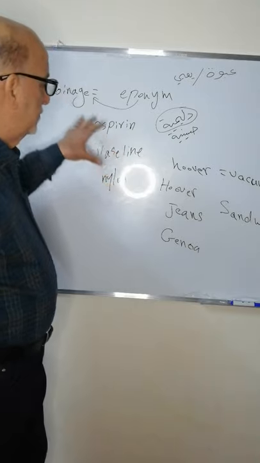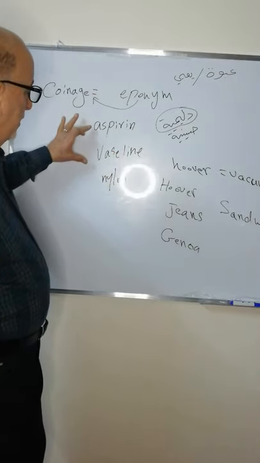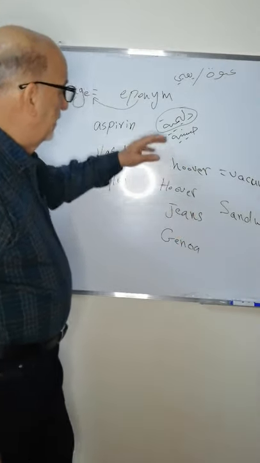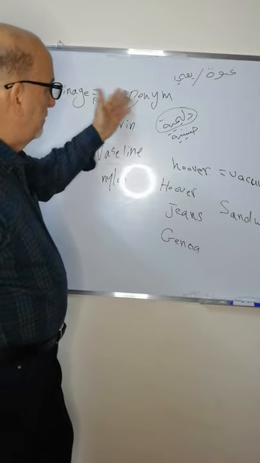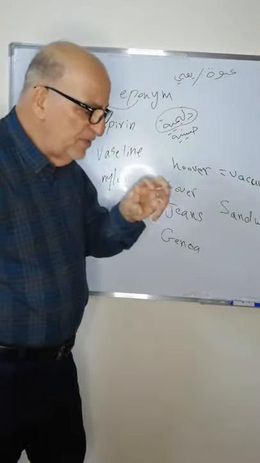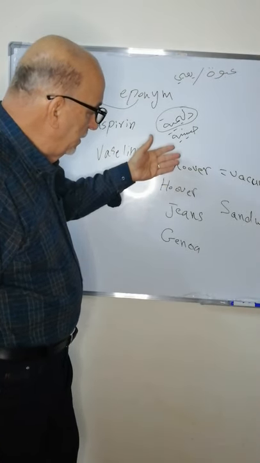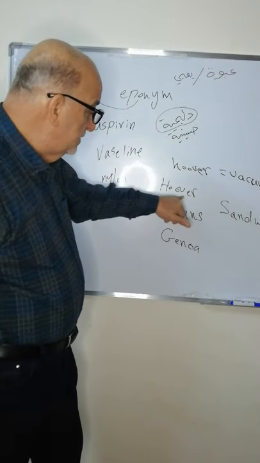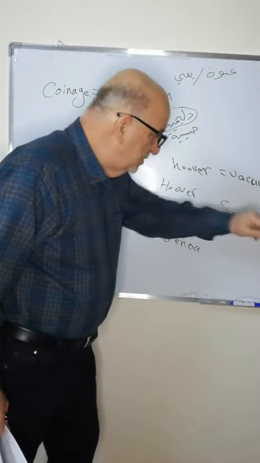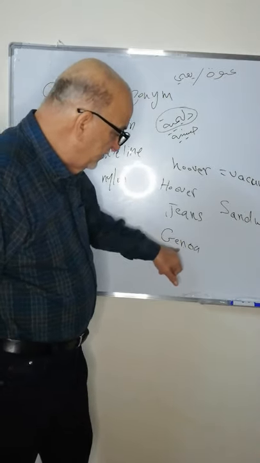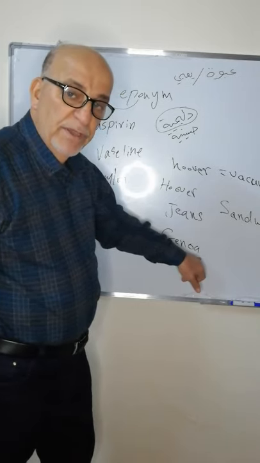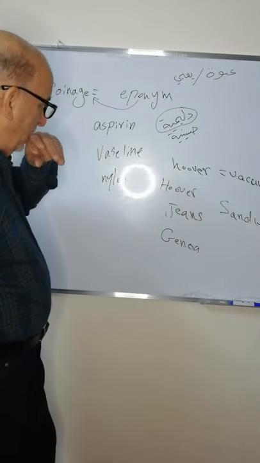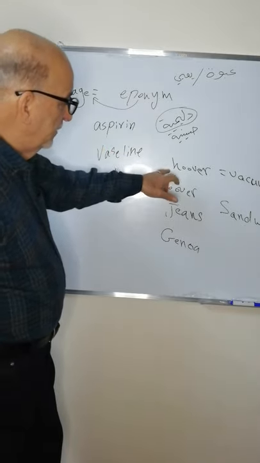So now I want you to distinguish between coinage, when it is not based on the name of a person or a place, and eponym, where we have new words based on the name of a person or a place. Like Hoover, this is the name of a person. Sandwich, the name of a place. Jeans, it's taken from Genoa, a city in Italy.